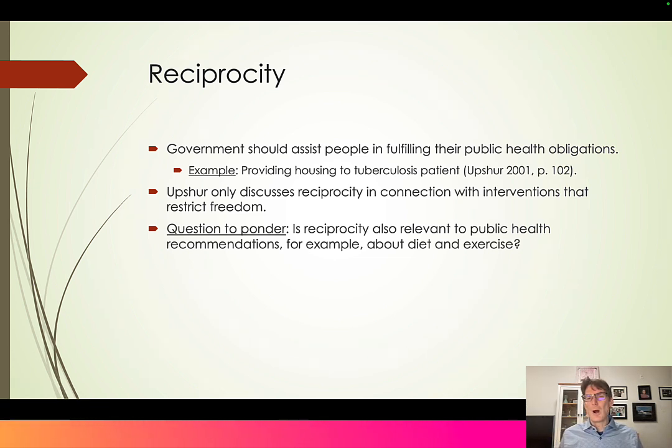But you can also think about reciprocity in relation to recommendations about things like diet and exercise, where the information about, say, how much exercise you should get each day doesn't really restrict anyone's freedom. So they're not restrictions of freedom in any sense. But at the same time, they require things to be able to do, right? So access to urban green spaces, for example, would make the recommendation easier to follow, and you could think of providing that access as part of reciprocity.